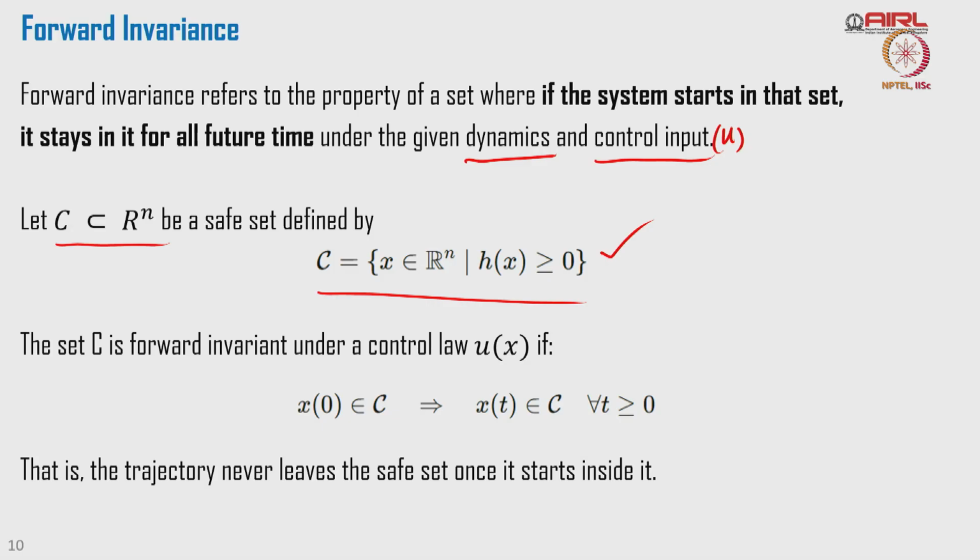Okay. Now what is forward invariant? A set C is forward invariant under a control law u if x(0), that means the initial state of the system inside the set, also implies that at any time in future the trajectory of the particular system will be inside C. That is, the trajectory never leaves the safe set once it starts inside it. Okay. So if I see it from a drone perspective, we will see how it works.